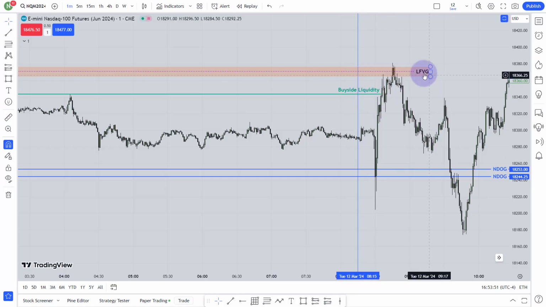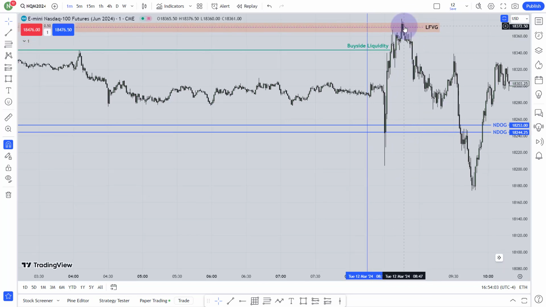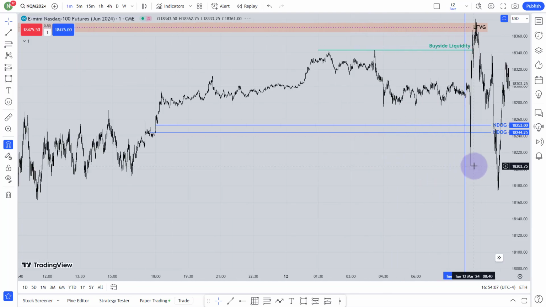When it has reached the last fair value gap from the 15-minute chart, I am expecting some kind of reaction from that 15-minute last fair value gap. So if I would love to look for the reaction, I would love to see what this low has done.